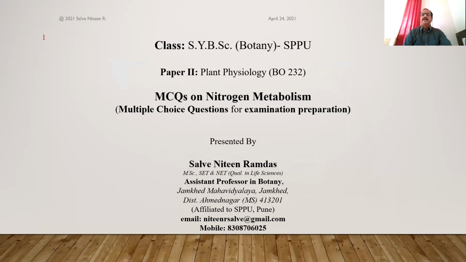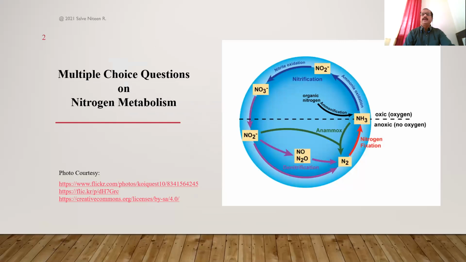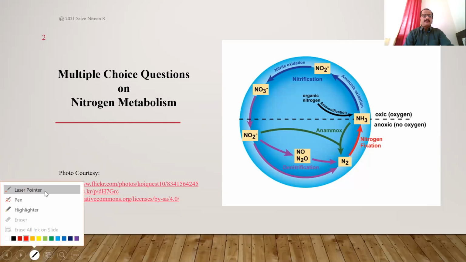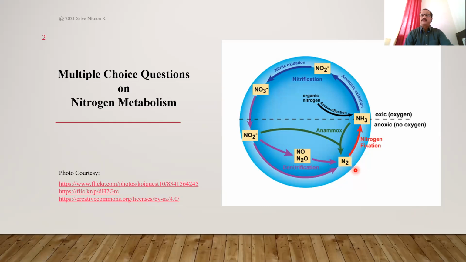So we'll quickly begin. As you can see here, this picture represents the nitrogen metabolism or nitrogen cycle. And as you know, we usually start from here, nitrogen, which is present in the atmosphere in the form of molecular nitrogen, dinitrogen, which consists of two nitrogen atoms held together very tightly with the help of a triple covalent bond.